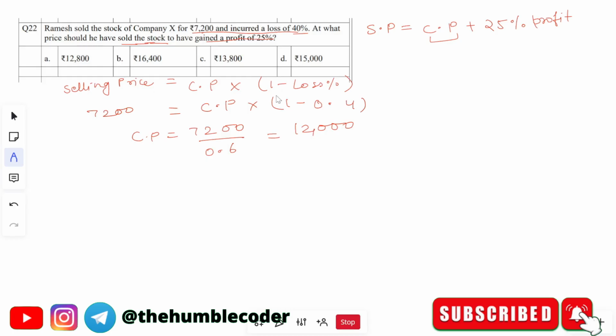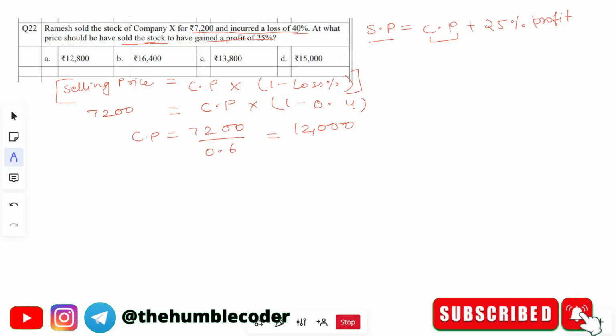So guys, I hope you have understood this part. That is why we are doing 1 minus loss percent. Basically, this is the formula. Whenever we have a loss and we have to find the selling price, we calculate it this way. If a loss has happened, then out of the total, you will deduct that loss amount. That is why we do 1 minus loss percent. Now let's move forward and find our final answer.